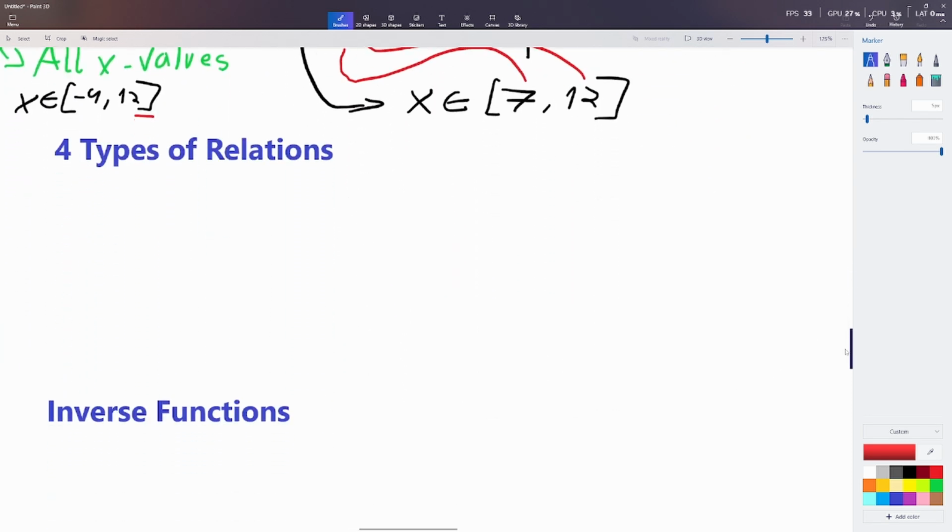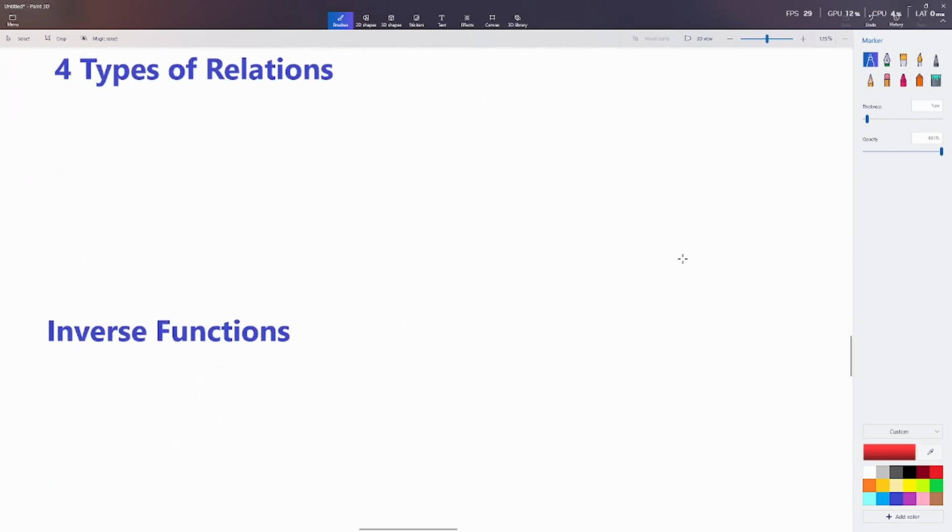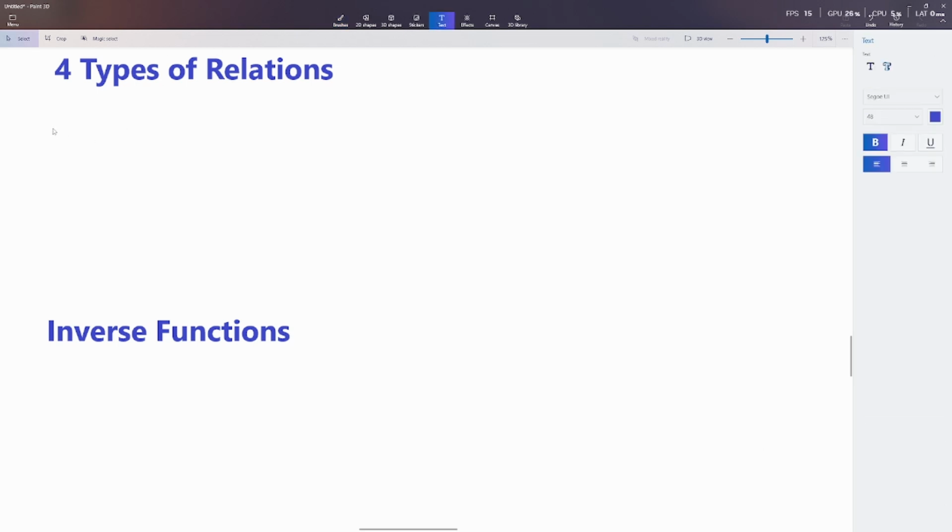So in functions there are 4 types of relations as well. The first one is 1-to-1.